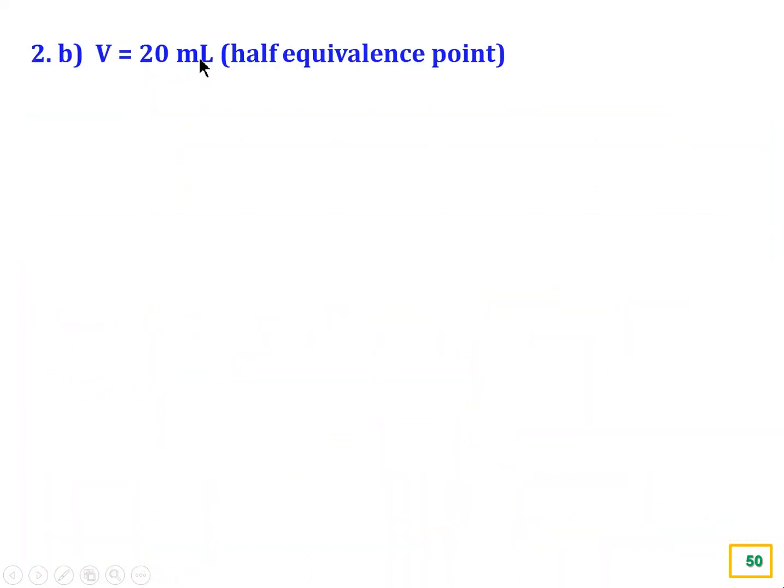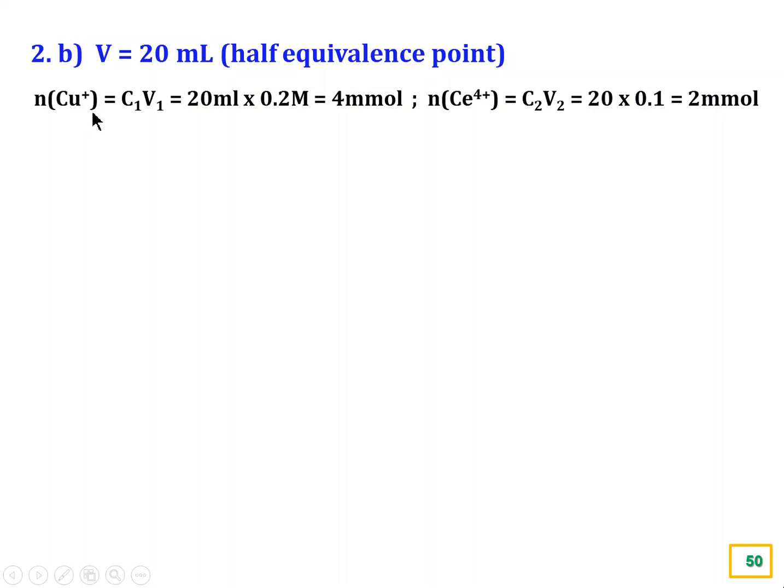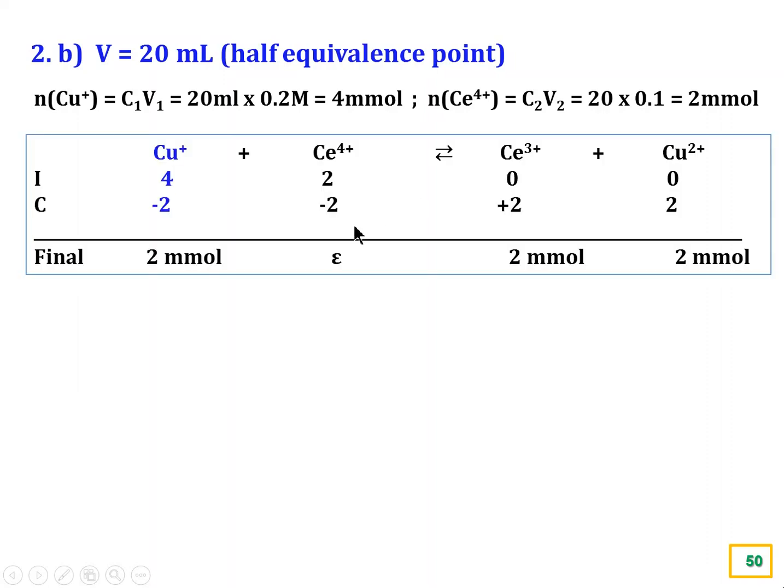For volume 20 milliliters, this is the half equivalence point. The number of moles of Cu+ is 4 millimoles. The number of Ce4+ is 2 millimoles. So we write, in the same way, the table of conversion, and Ce4+ will disappear completely, and we have 2 millimoles of Cu+, 2 millimoles of Ce3+ and 2 millimoles of Cu2+.